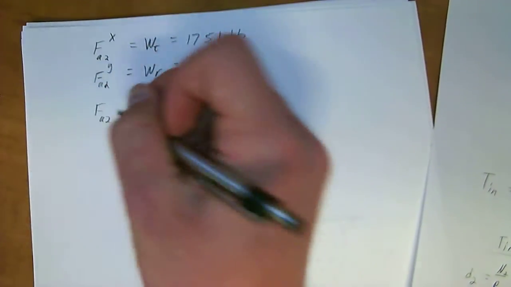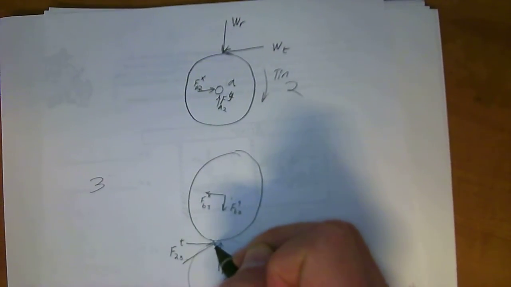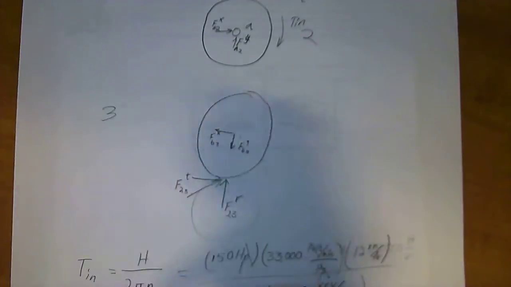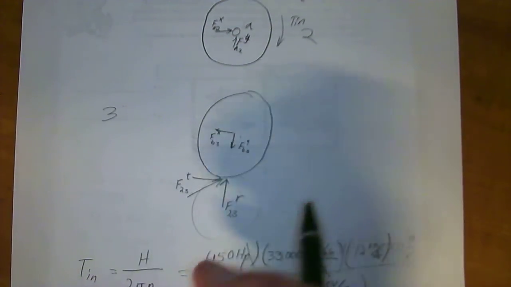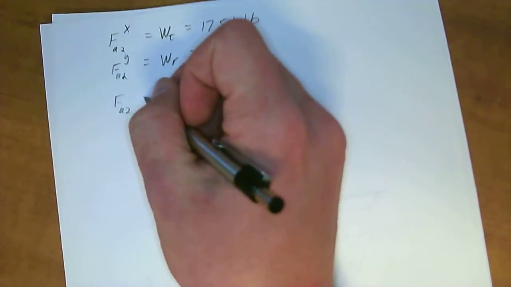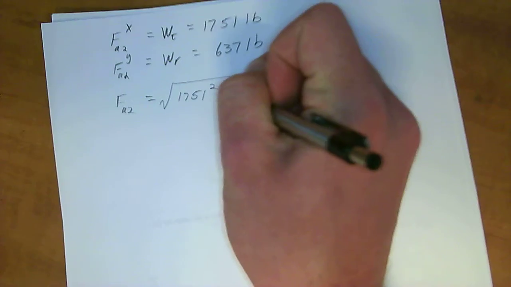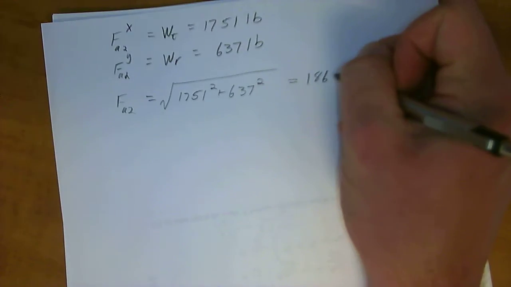So then FA2, if you're looking at this, FA2 will be something right in here, some in-betweener, as a right triangle, and you can see that F23 and F23R are the two sides of the right triangle. So you can just use Pythagoras' theorem to solve for this. Alrighty then, so FA2 is equal to the square root of 1751 squared plus 637 squared. So then FA2 is going to equal 1863 lb.